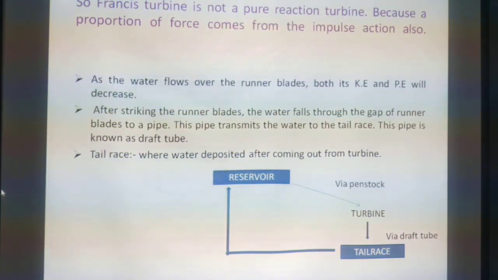Next, as the water flows over the runner blades, both its kinetic energy and pressure energy will decrease. After striking the runner blades, the water falls through the gap of the runner blades to a pipe. This pipe transmits the water to the tail race. And this pipe is known as your draft tube.